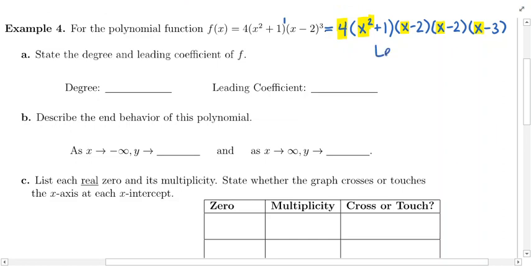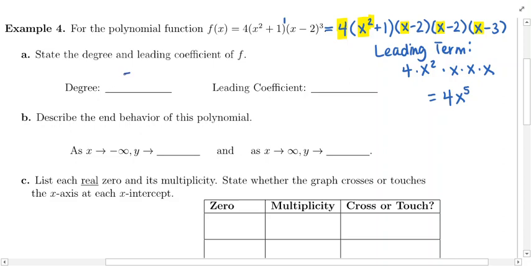Okay, so the leading term, and that just means if you were to multiply all this stuff out, this would be the term containing the highest power of x. It's going to be 4 times x squared times x times x times x. So it's going to be 4 times x raised to, remember, since you're multiplying all these x's, you're basically adding the exponents. So it's going to be 2, 3, 4, 5, x to the 5th. Okay, the leading term is 4 times x to the 5th power.